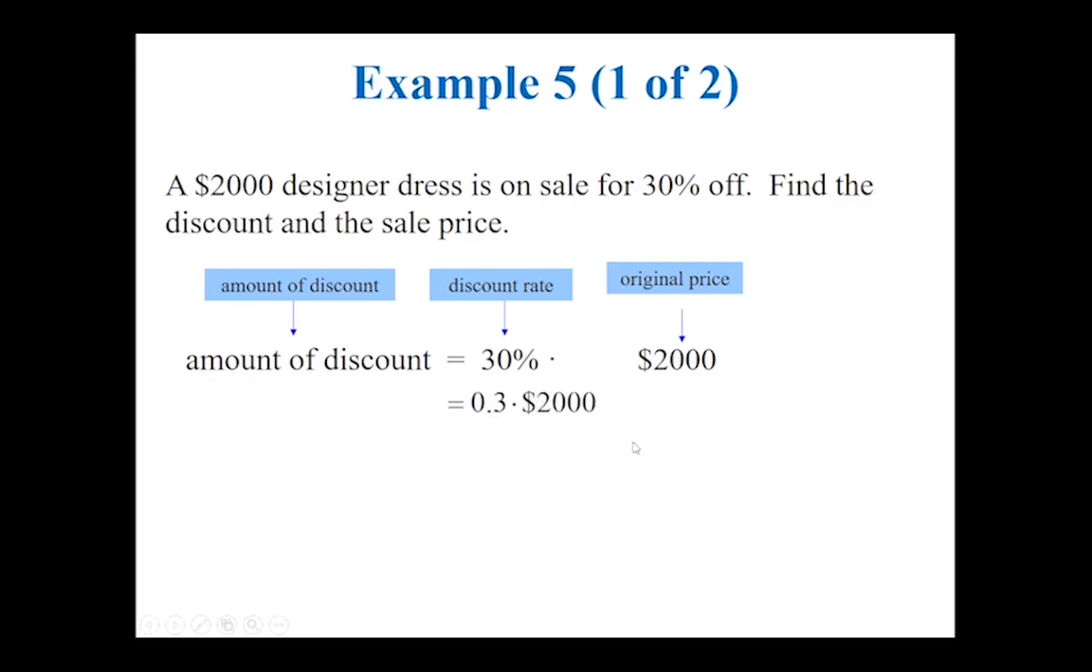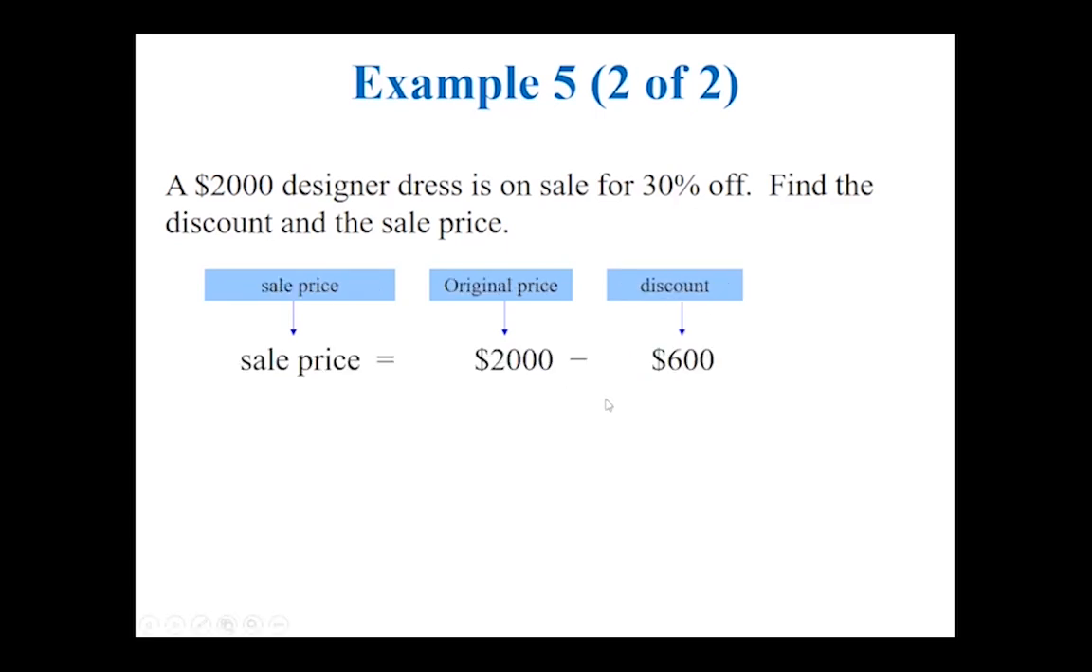To do the math, 30% becomes 0.3. 0.3 times 2,000 is 600. So the amount of the discount is 600. So what's the sale price? 2,000 minus 600, which is 1,400.